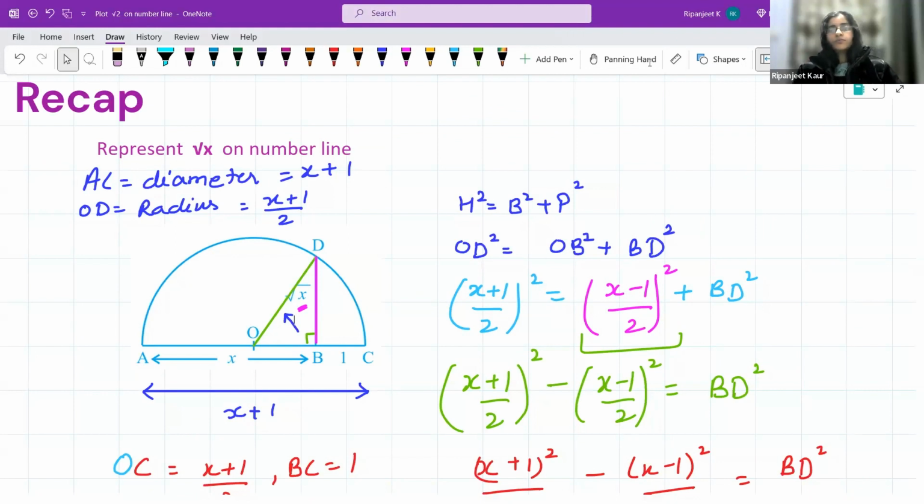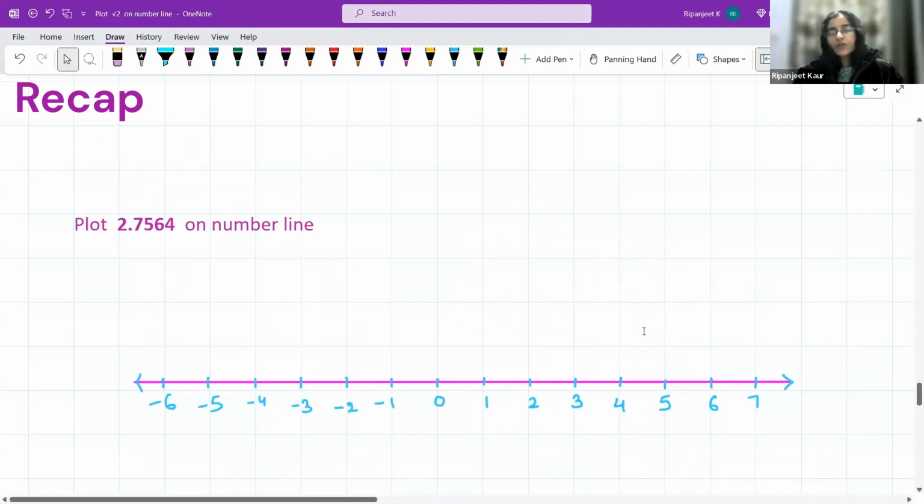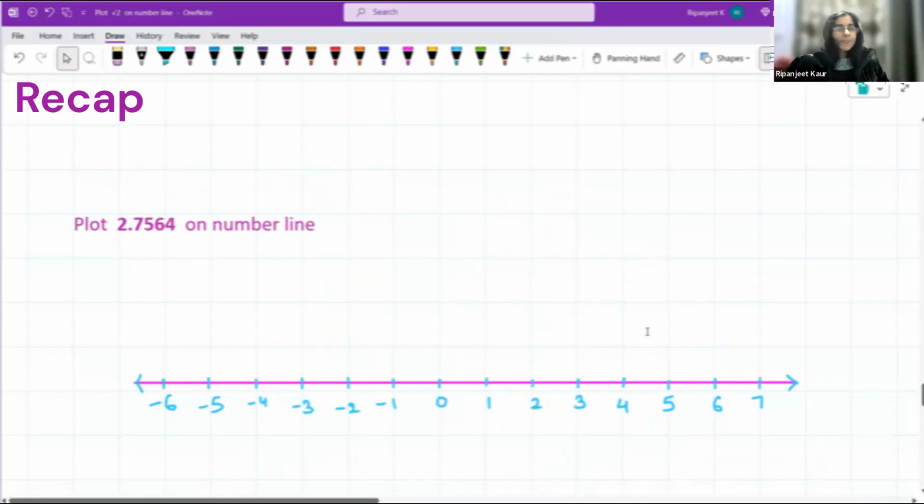Now we know how to draw root of any irrational number on the number line. But what if there are too many numbers after the decimal point, like this? Do you think you can plot this on the number line? If yes, what is the way? Well, think about it, find out a way, and we are going to see this in our next session.